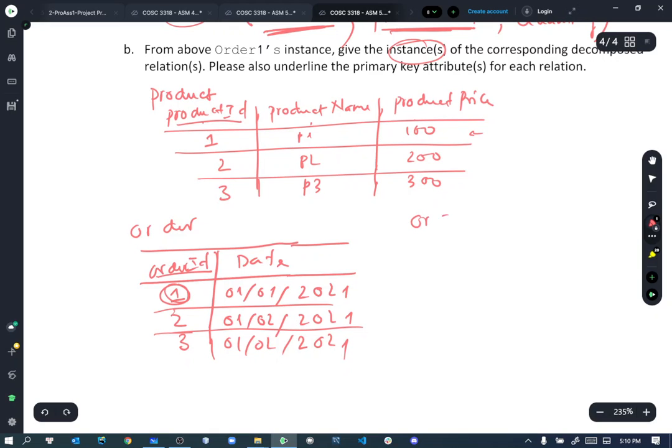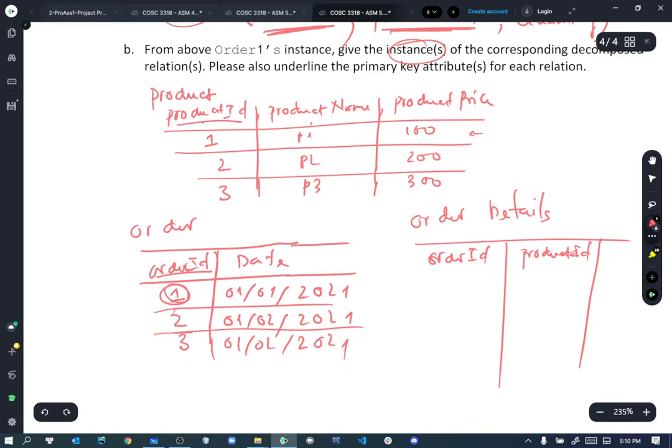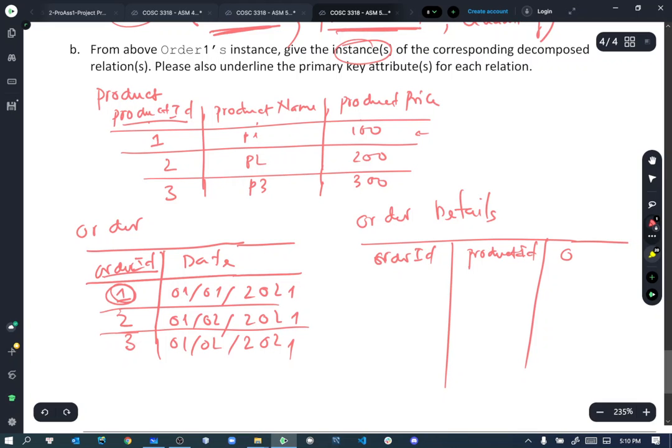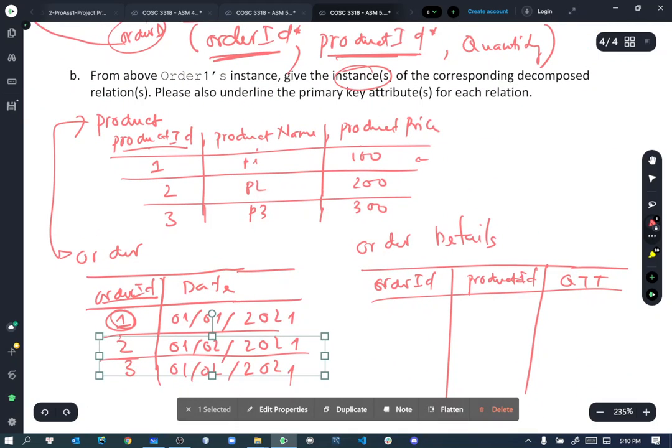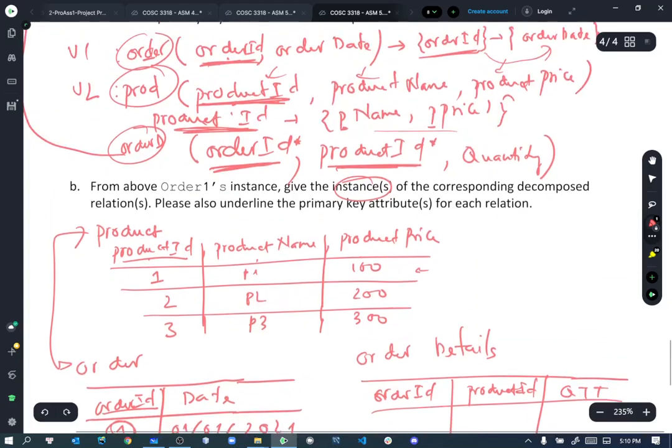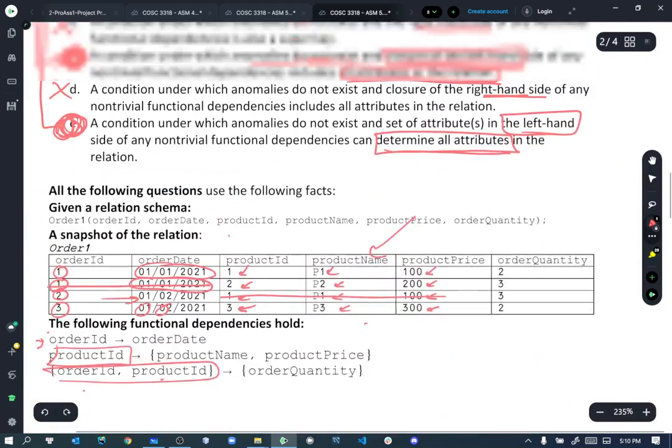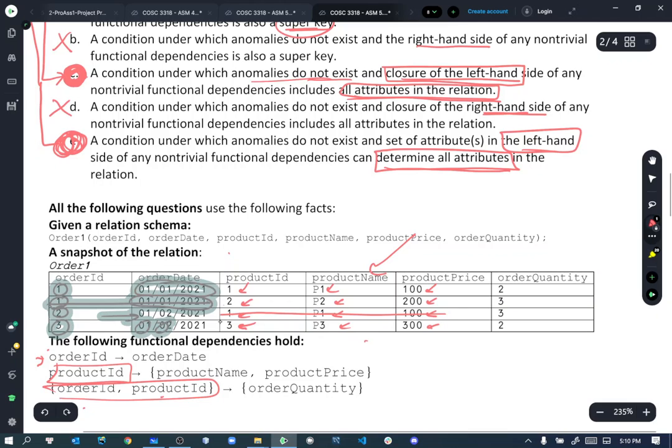The next one is order details. You need to know what order ID are there, what product ID are there, and what quantity are there. So you just need to keep the relationship between the product and the order: what order, what products. Okay, and this one, let's say, I need to erase this. There will be no duplication here.